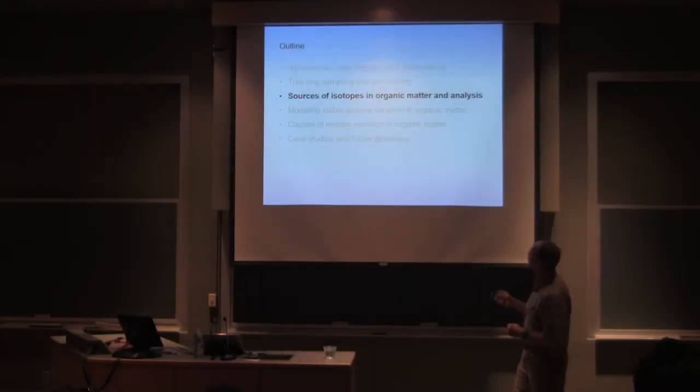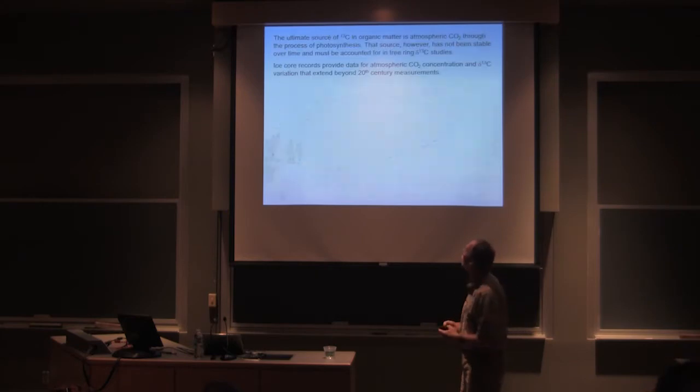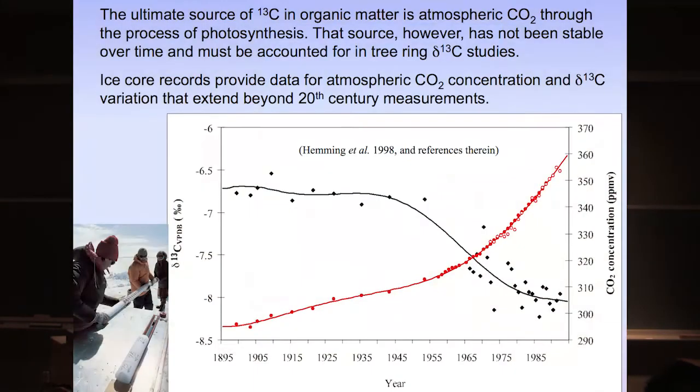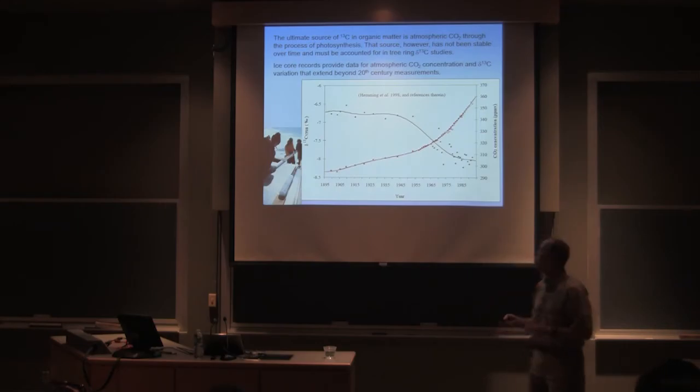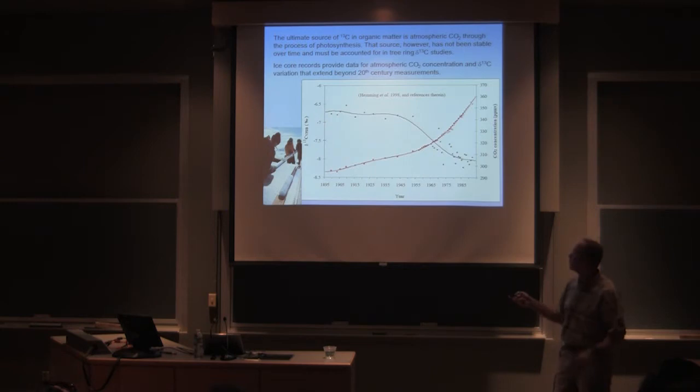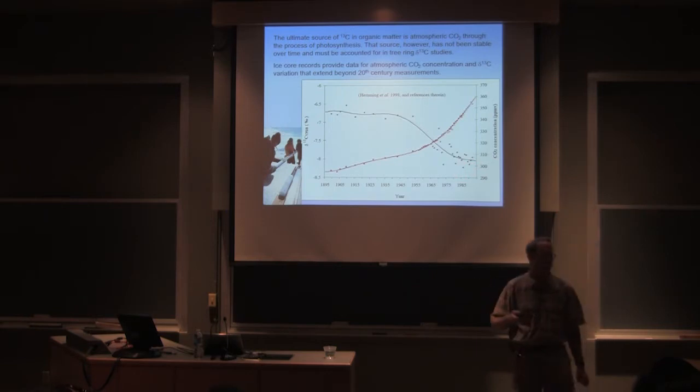Let's talk about sources of isotopes in organic matter and how we analyze for them quickly. The source of carbon, of course, is atmospheric CO2 and the 13C value of it. The thing you do need to remember, and I think Jim alluded to this, is that it has changed. Going back to the 1800s, it was a little over or under -6.5, and now it's dropped down to -8. So by burning fossil fuels we have changed the isotopic composition of the atmosphere.